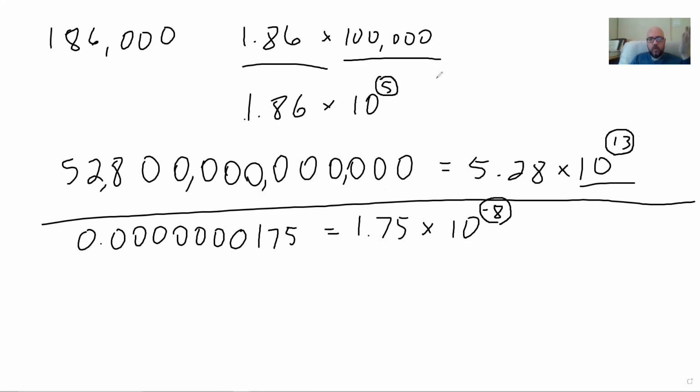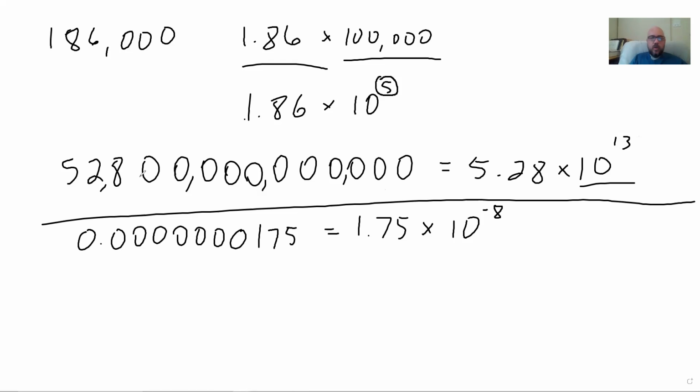That's all it is. It's a way of writing numbers in a convenient fashion, so you don't have to look at all these zeros and count them every time. You can just read off the power of 10 to tell you how many zeros there are. Now, a couple of minor points here.